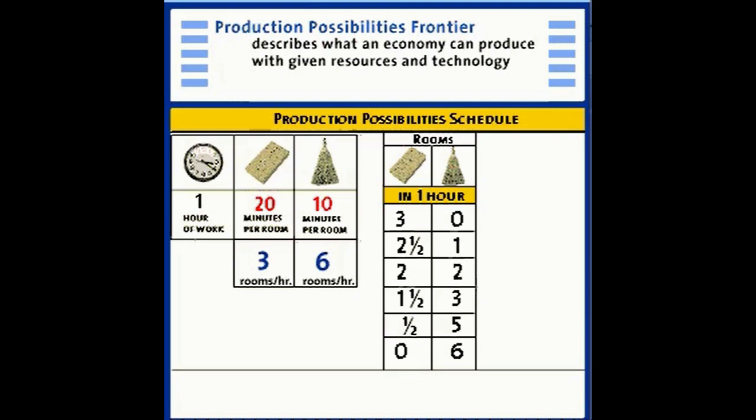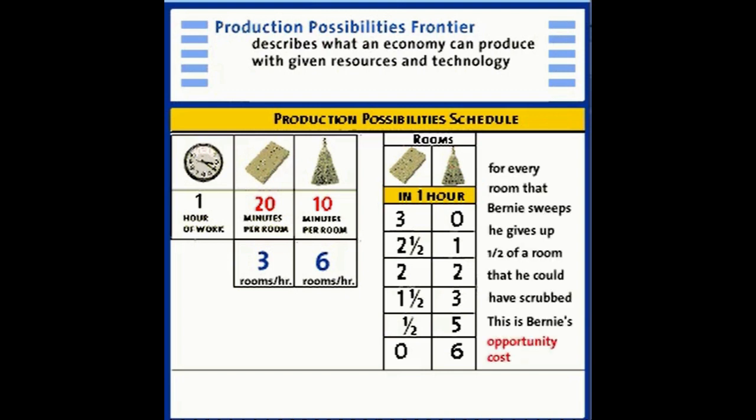Notice, as we look at these numbers, we are already getting a taste of Bernie's opportunity cost. Every room that Bernie sweeps causes him to give up 1/2 of a room scrubbed. The opportunity cost for Bernie of sweeping 1 room is 1/2 of a room that he doesn't scrub. Well, the next logical step is to take the information from the production possibilities schedule and represent it in a graph. Here's how that would work.